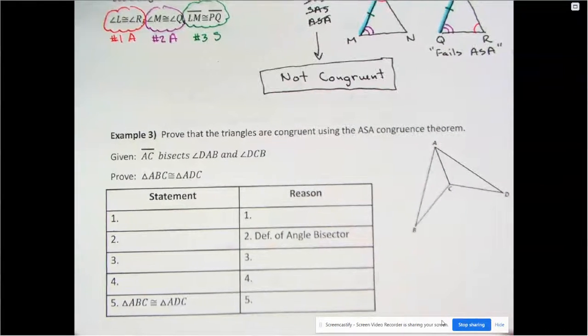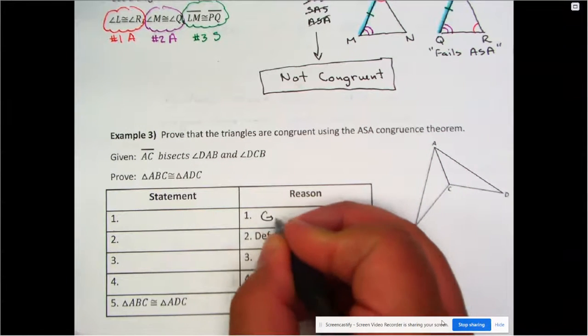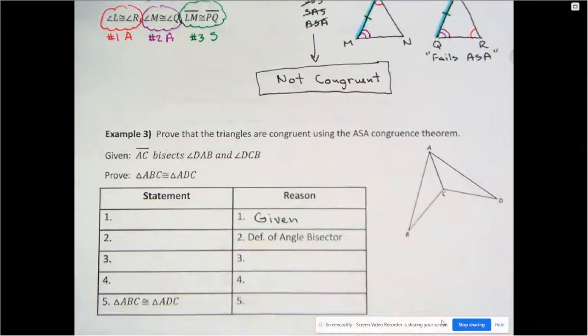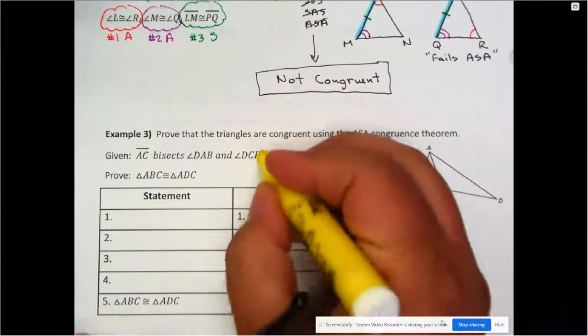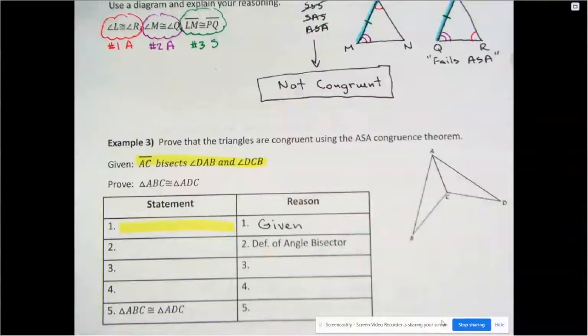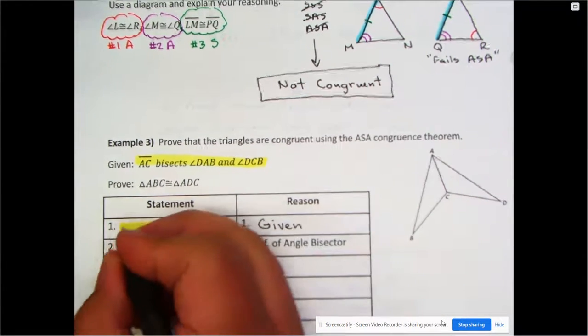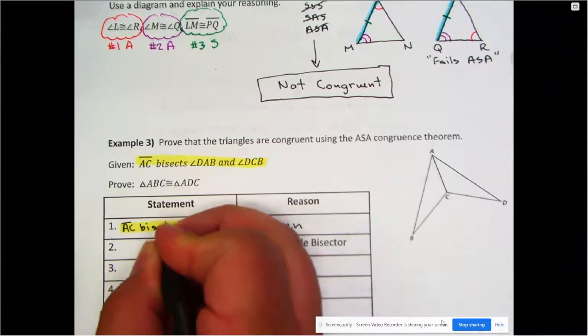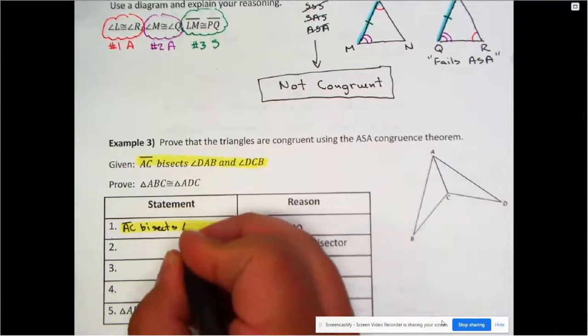Okay. So now when I'm working with a proof, we already know my first statement will be my givens. And so here is all the information they gave me. Well, then I will put that right here. Right? That's where we start. We have to start somewhere. So AC bisects angle DAB.